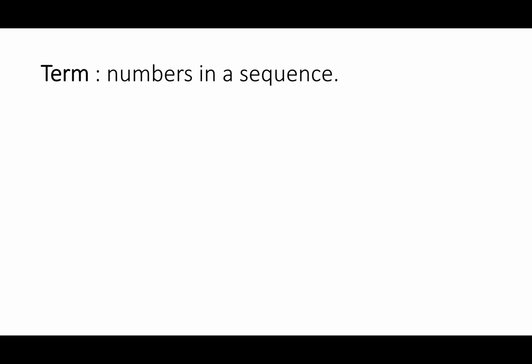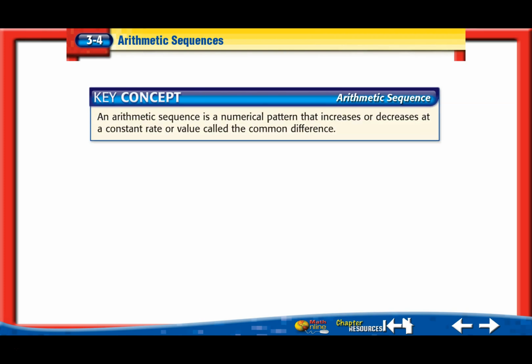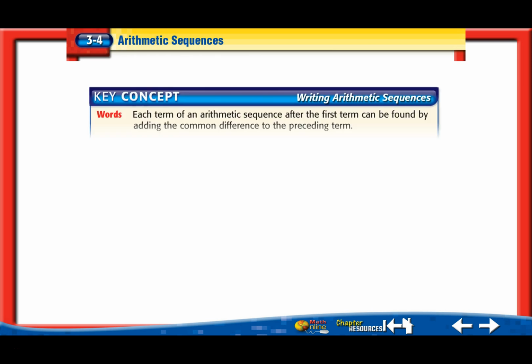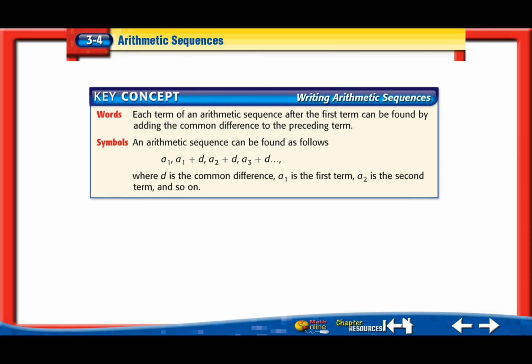So the first term, the second term, the third term would be the first number, the second number, the third number in the sequence. All right, so an arithmetic sequence, putting those together, is a numerical pattern that increases or decreases at a constant rate or value that is called the common difference. When you write an arithmetic sequence, each term after the first term can be found by adding the common difference to the preceding term.